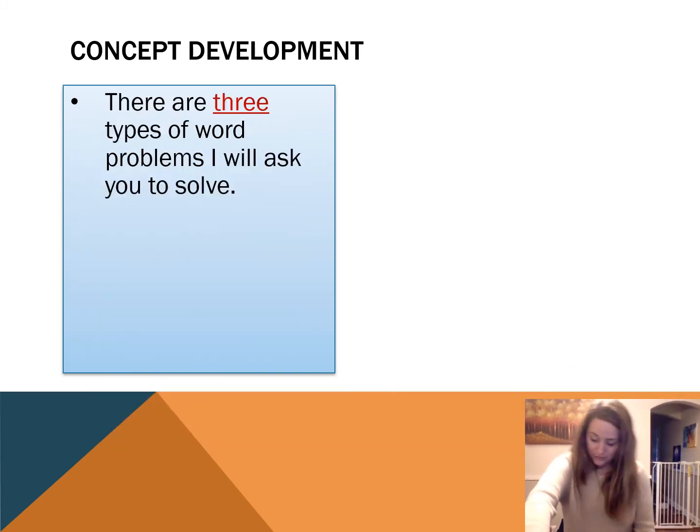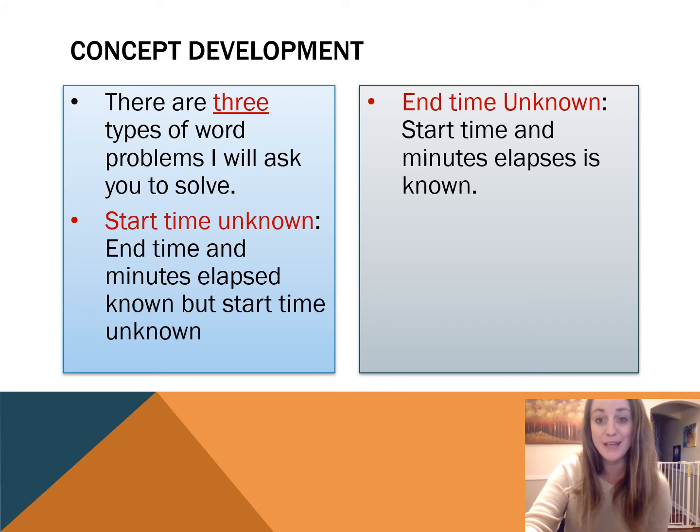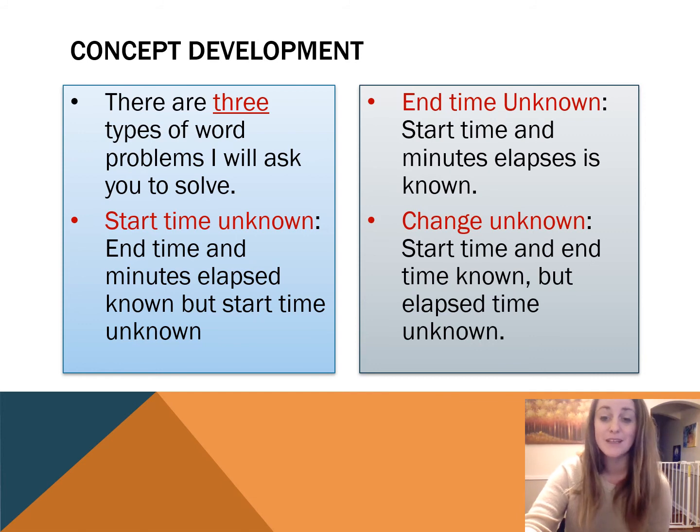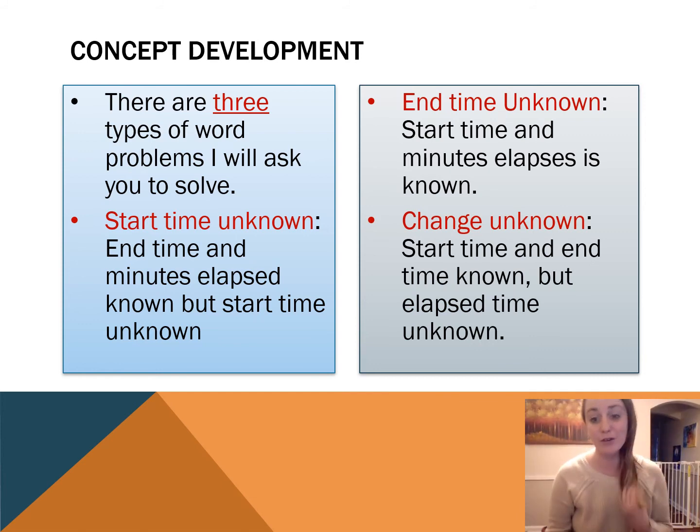Now, there are 3 types of word problems that I will ask you to solve involving time. The first one is the start time unknown. End time and minutes elapsed known. Elapsed means how much time has passed, but the start time is still unknown. Another one will be end time unknown. That's when the start time and minutes elapsed are known, but the end time isn't. And then the change unknown. The start time and end time are known, but the elapsed time is unknown.